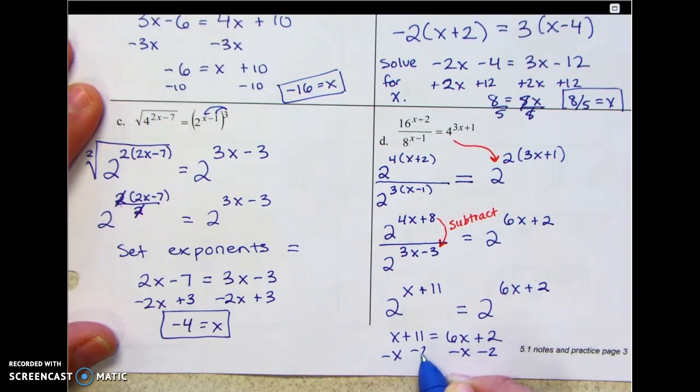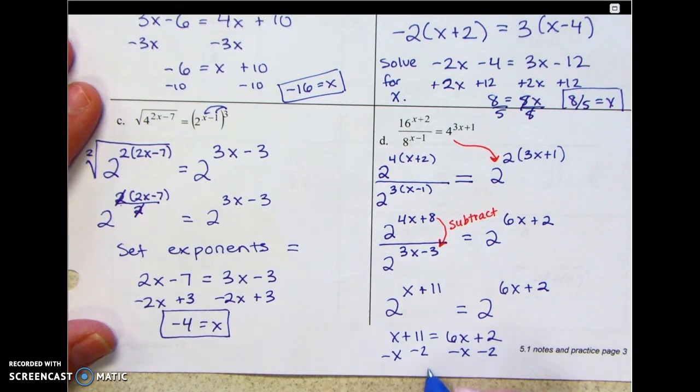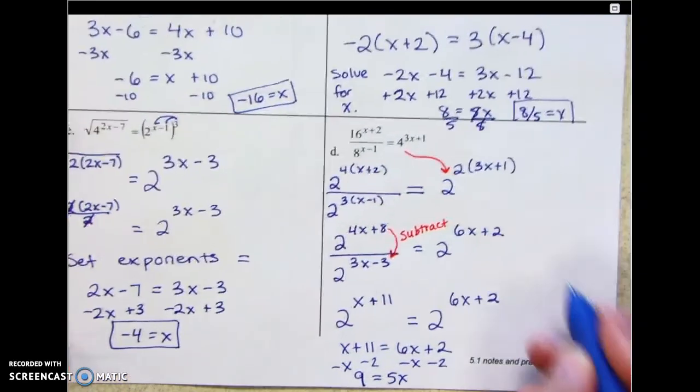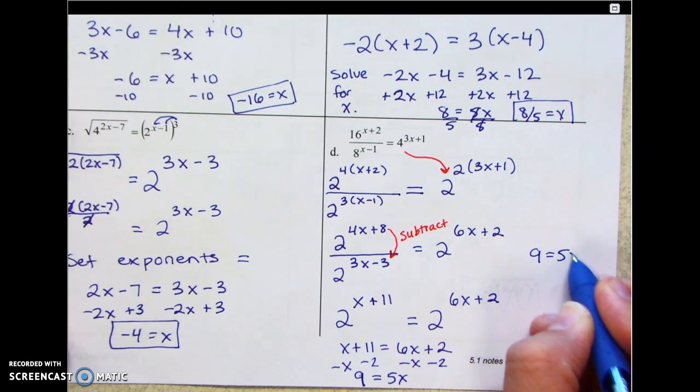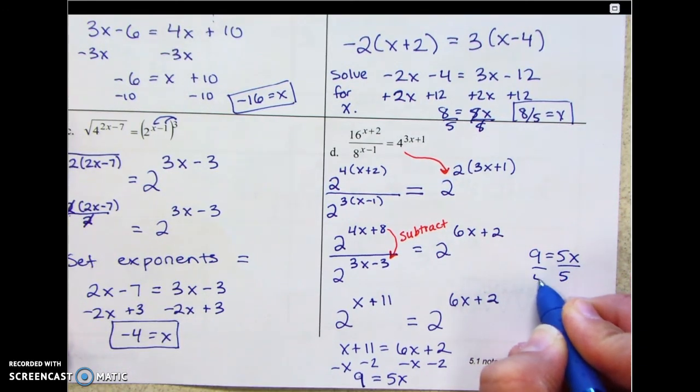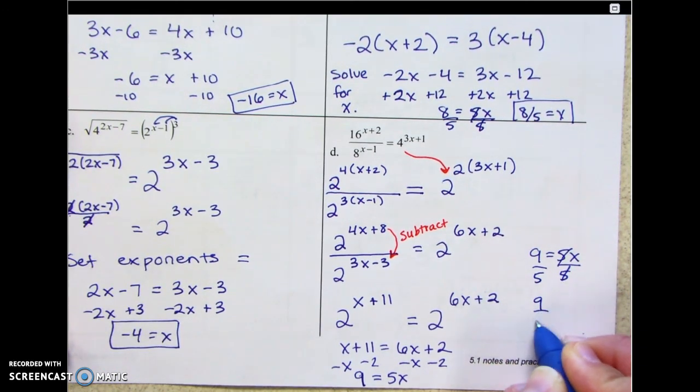11 minus 2. I have the number 9 equal to 5x. If 9 equals 5x, then x equals 9/5.